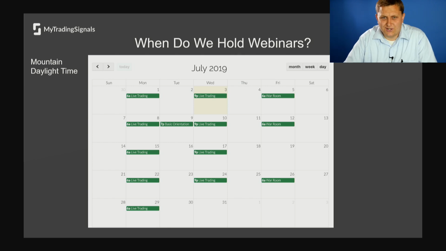This basic orientation will be a top-down breakdown of our strategy. You'll learn it from step one to where we are today with the strategy. I'll also give you a site walkthrough, so you'll see where you can change your settings with your profile. I'll show you where to access the signals. If there are any questions that you have, that's a really good and appropriate place to bring them up. So that'll be this Tuesday, the 9th, at 7 p.m. my time, Mountain, or 9 p.m. Eastern.